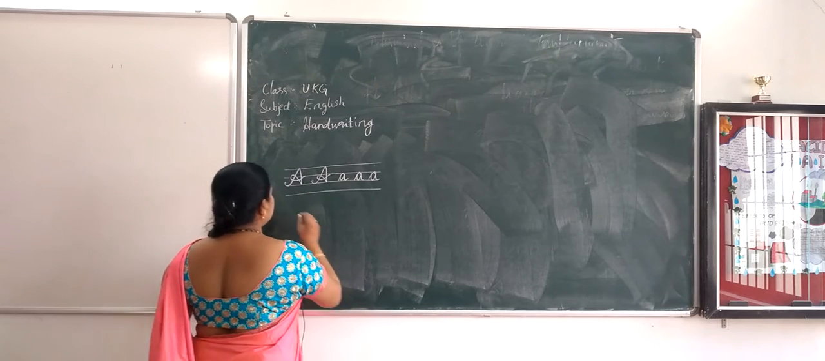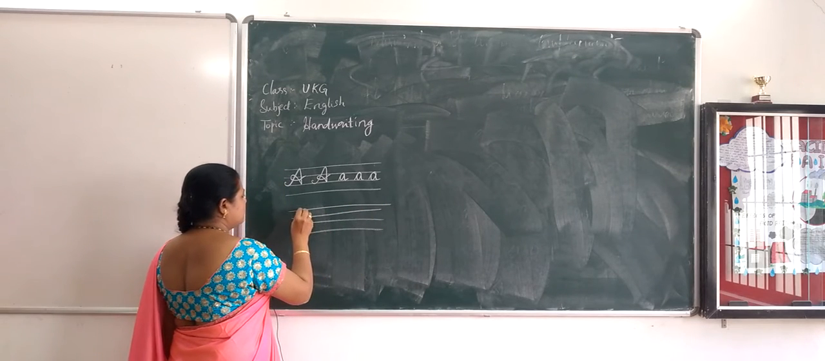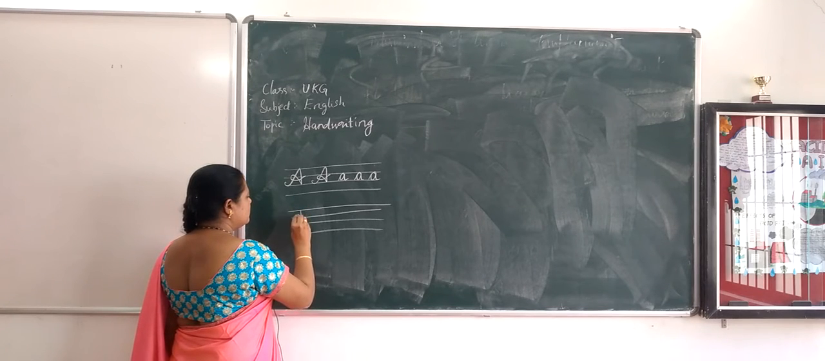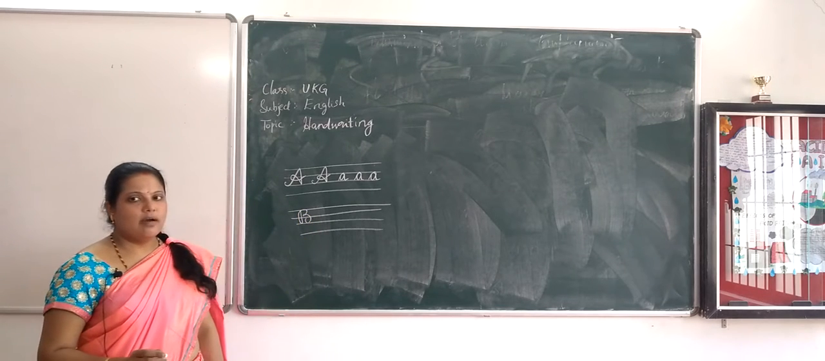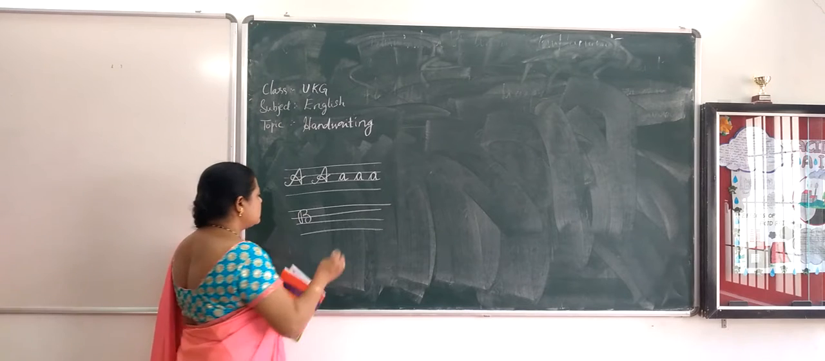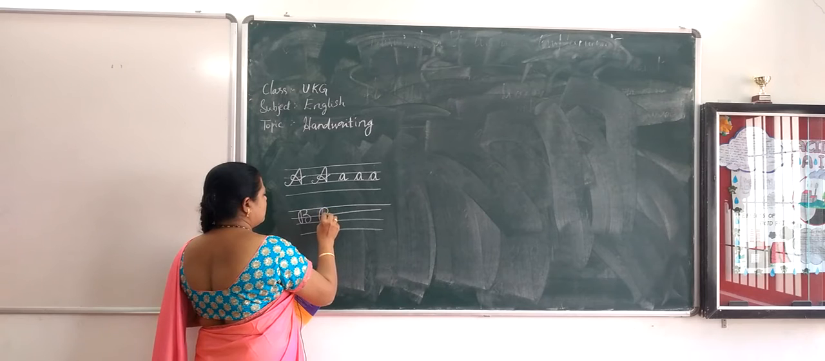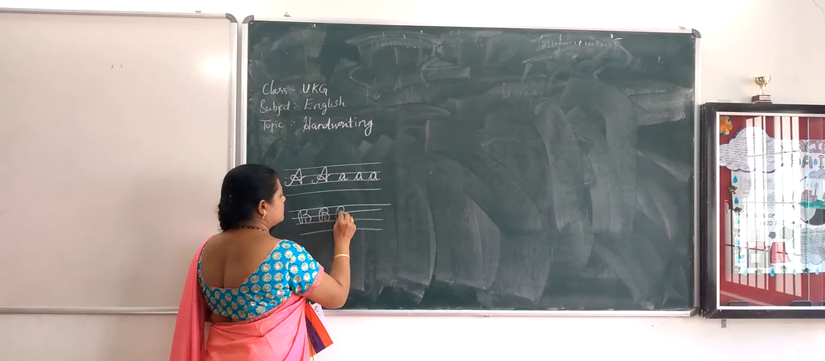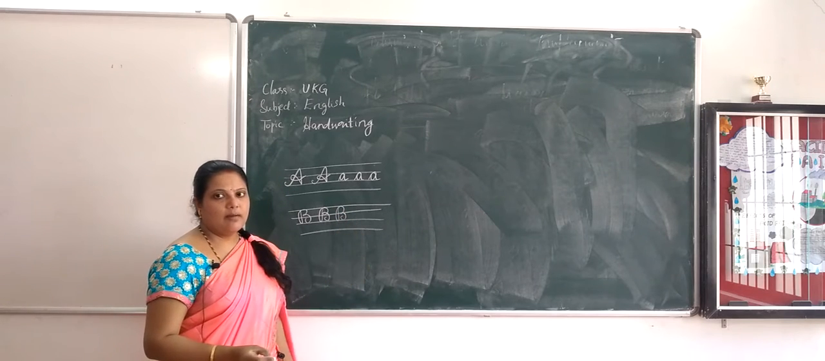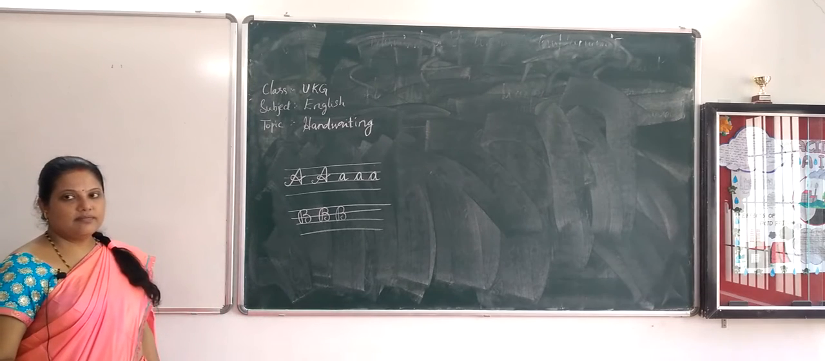How do you write B? Okay, start from here, one standing line from top to the bottom, and you will write like this. Okay, this is B. Or you can just slant in this way, and even you can write like this. See, this is capital B. Can you see that? Okay.